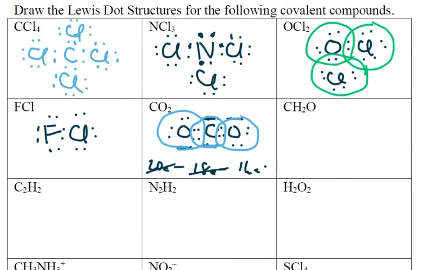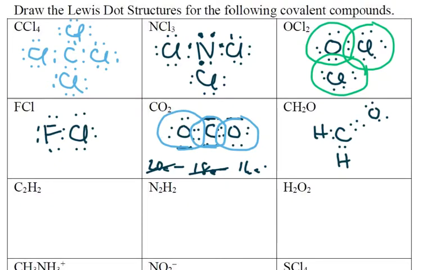Okay, CH2O. Now it gets a little confusing. How are we going to place our atoms? The C will be in the middle. If we remember, when we were building models, the carbon has to make 4 bonds. It can only make 1 bond to a hydrogen and 1 bond to a hydrogen, so the other 2 bonds can be made to the oxygen.